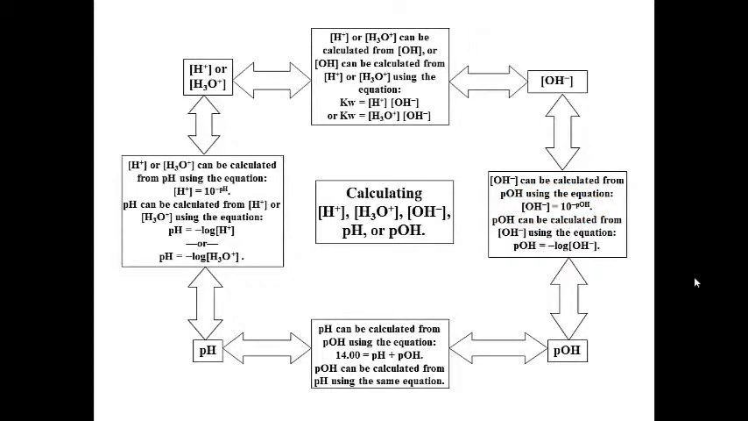And then lastly, let's look at the bottom two, the bottom left and right. pH is related to pOH in this way: 14 is equal to pH plus pOH. So if the pH is 4, the pOH must be 10, because pH plus pOH, 4 plus 10, has to equal 14. So if you know these, it's easy to calculate any one of the others.